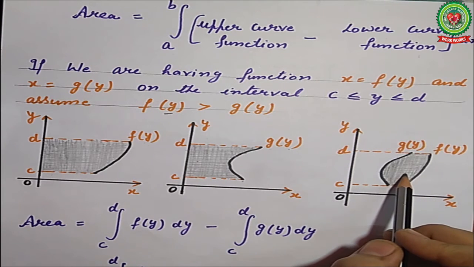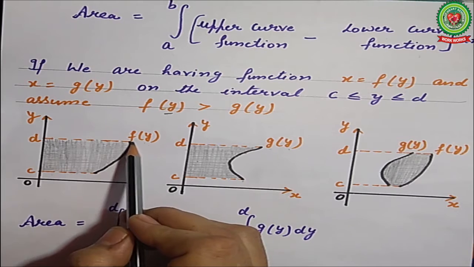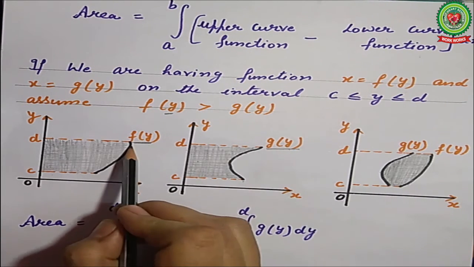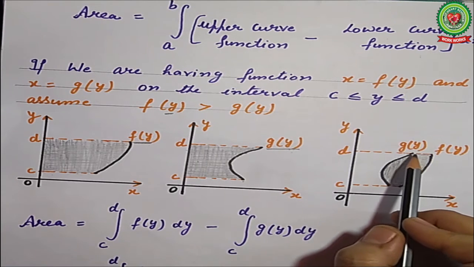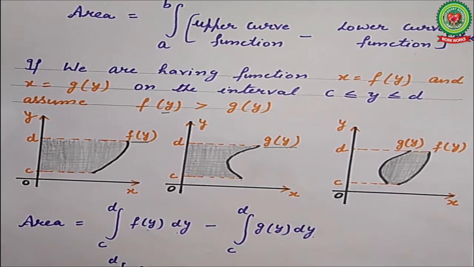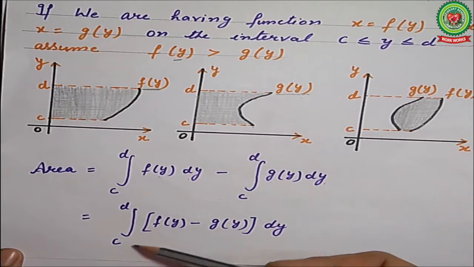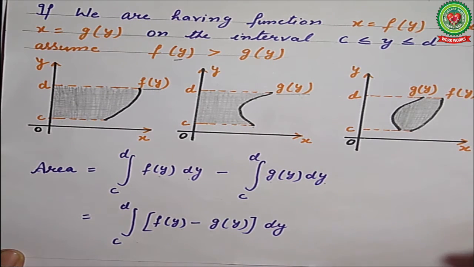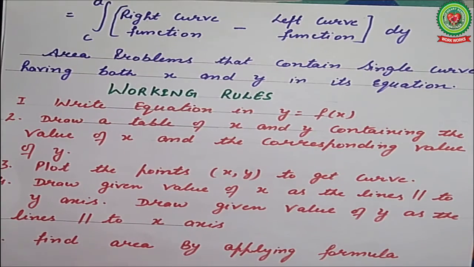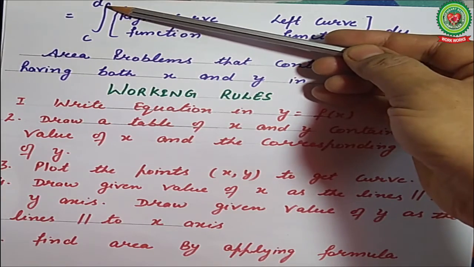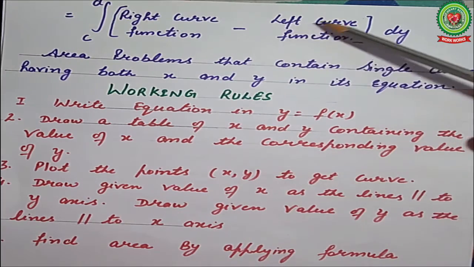What is the combined area? We will subtract the bigger area minus the smaller. That means the integral of f(y) dy minus the integral of g(y) dy. We have the combined result there. In the same way, for c to d, f(y) function minus g(y) function we can combine. So we can write it in this form: area is equal to the integral over the interval c to d of the right curve function minus the left curve function.